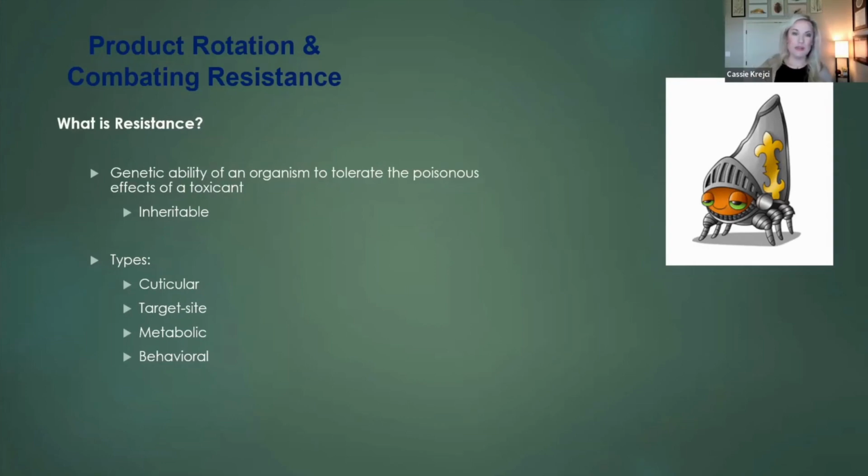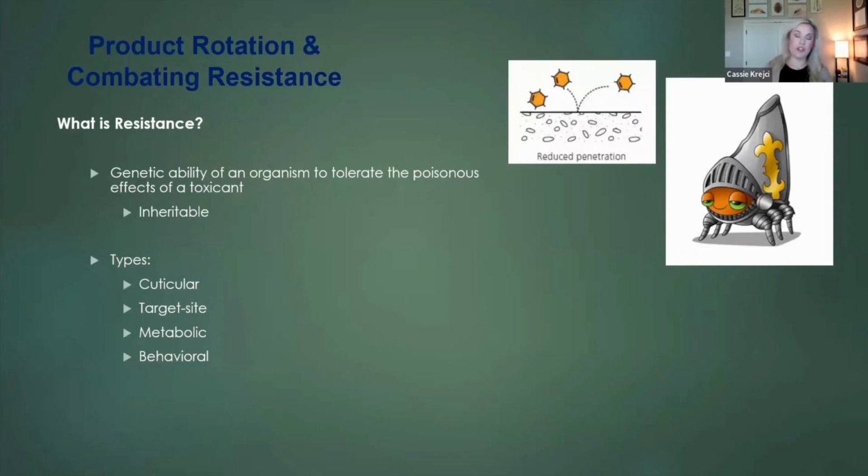There are 4 types of resistance that we think about whenever we're battling insecticide resistance. One of those is cuticular resistance. Insects have that hard exoskeleton on the outside that's supposed to protect them from the environment. Cuticular resistance means that they have developed a cuticle that is a little bit thicker. So whenever we're trying to use insecticides to penetrate the cuticle and be absorbed by the insect, it's a little bit harder whenever the cuticle is thicker.